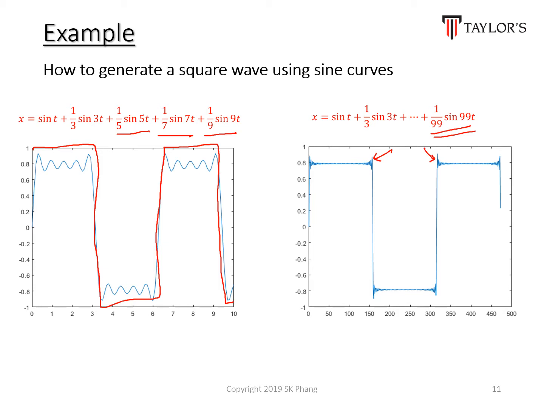So you can try it in MATLAB yourself. Just type out this equation. You just use a for loop to go up to maybe 1/999 of sine of 999t. And then you should be able to get a very clean square wave generated from your MATLAB. And indeed, this will be your lab. This will be part of the lab one that you are going to work on later.